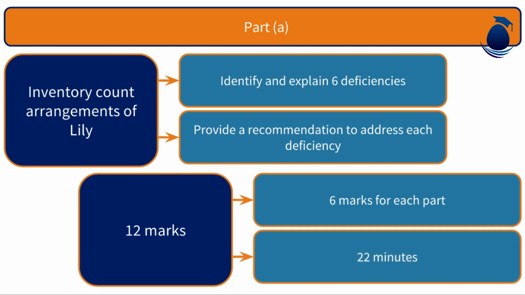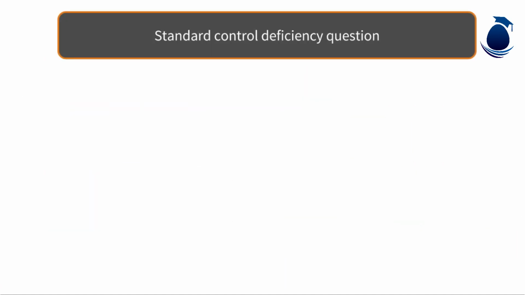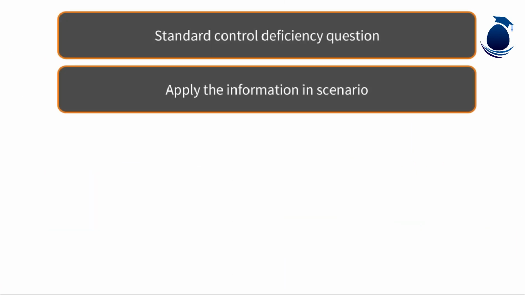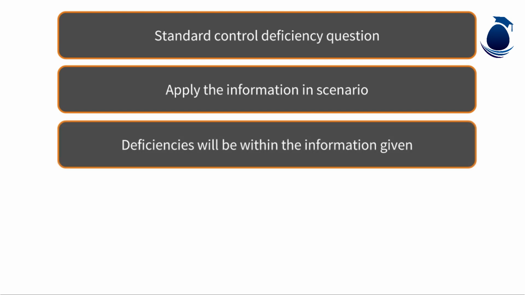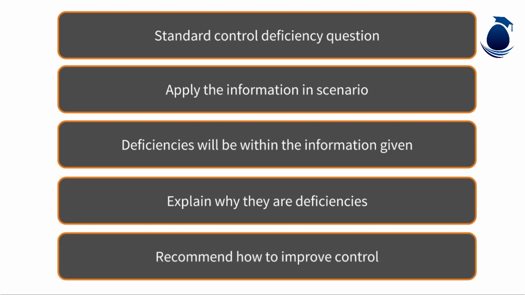This is a standard controls deficiency question, and you will need to apply the information in the scenario to your answer in order to gain the marks. All of the deficiencies will be within the information given. You have to find them, explain why they are deficiencies, and then recommend how to improve the control.